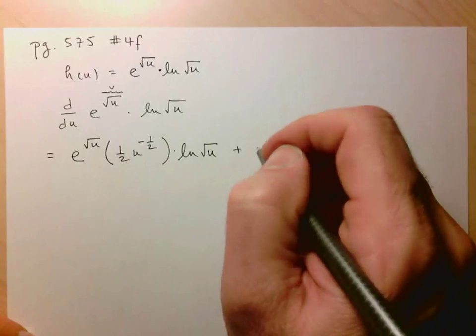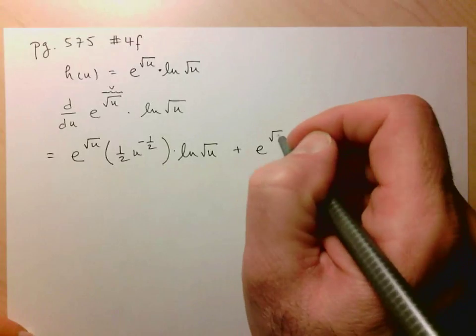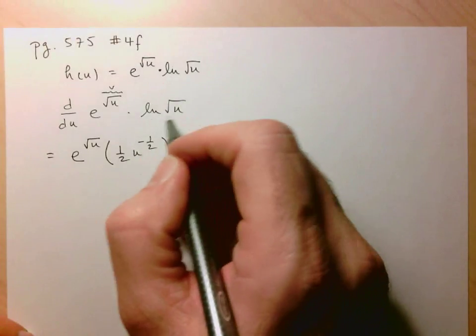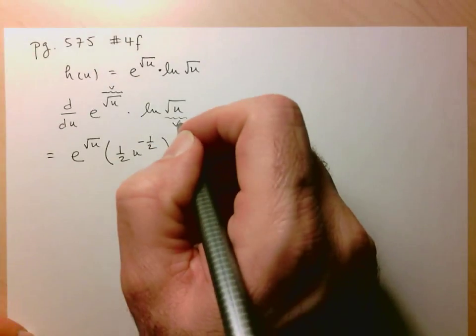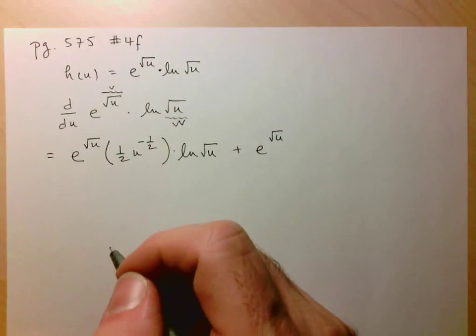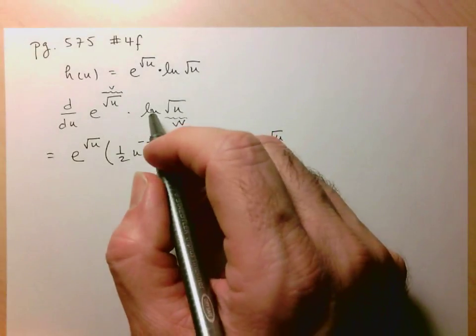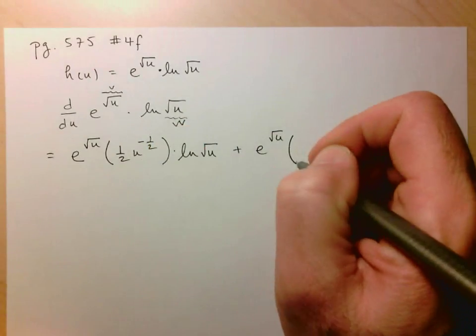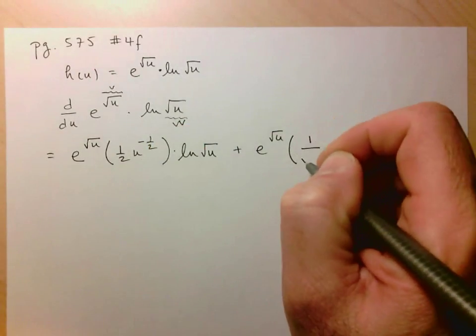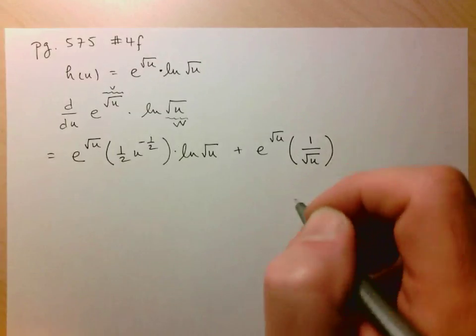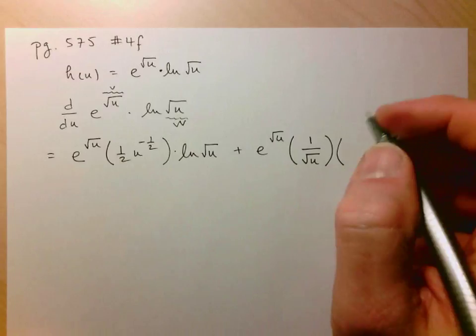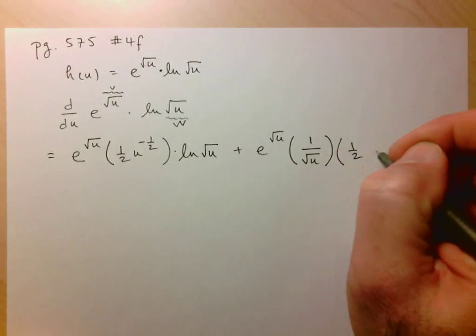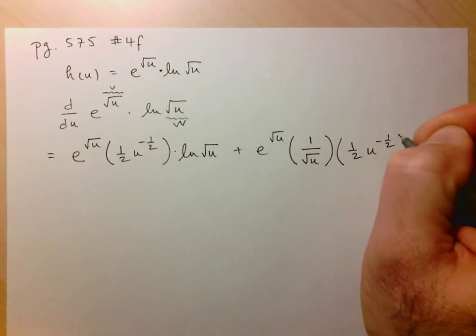Plus the first function, e to the square root of u. And now again, to find the derivative of the second, I'm going to have to use the chain rule. So I'll call that thing w. First I take the derivative of ln w, which is just 1 over w, so 1 over square root of u. And now I take the derivative of w with respect to u, which again is square root of u, so it's 1/2 u to the negative 1/2.